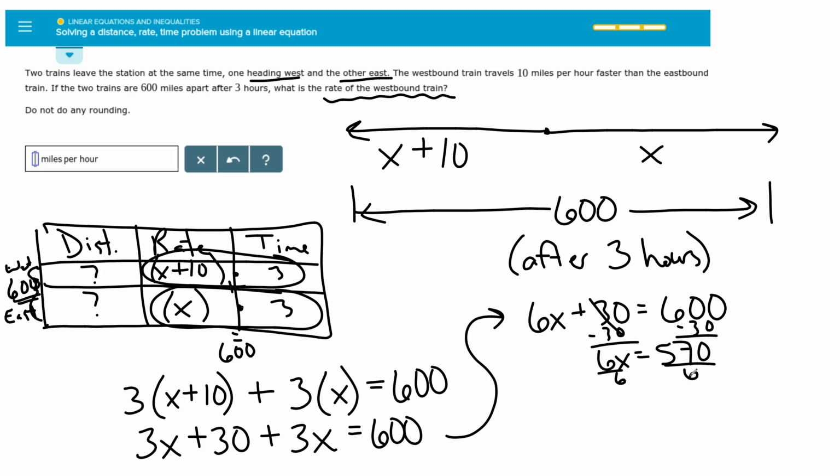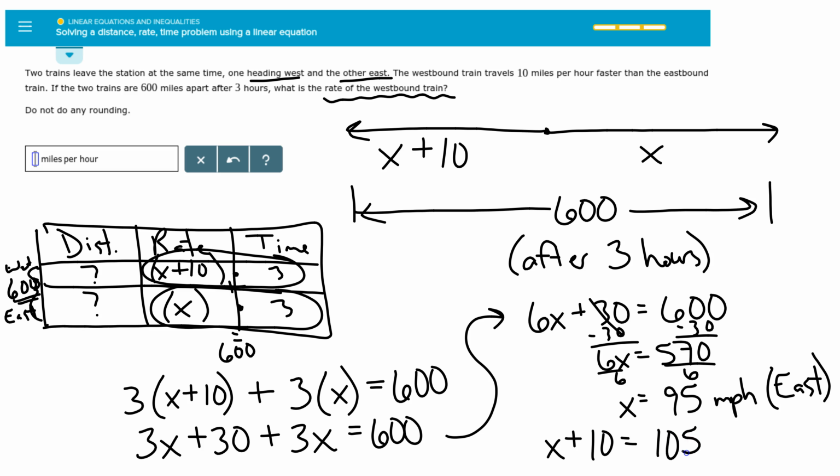Okay, so if I divide both sides by 6, that gives me x equals 95. Okay, I'm going to verify that on a calculator really quick. So we've got 570 divided by 6 is equal to 95. So x equals 95 miles per hour. And that's for our eastbound train. So our westbound train, remember, was x plus 10. So that would be a total of 105 miles per hour for our westbound train.